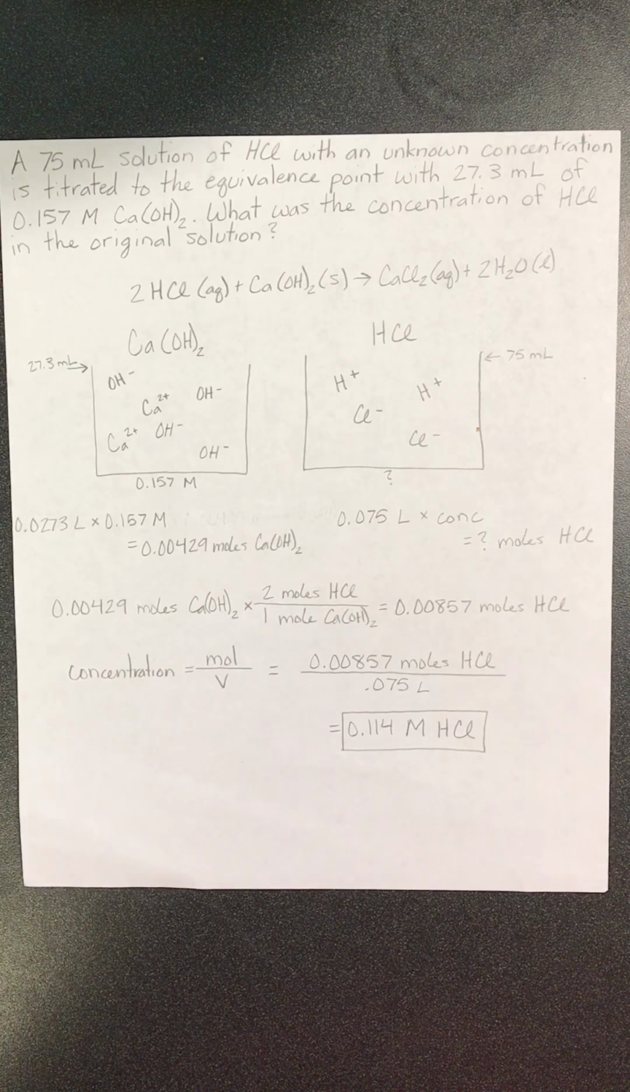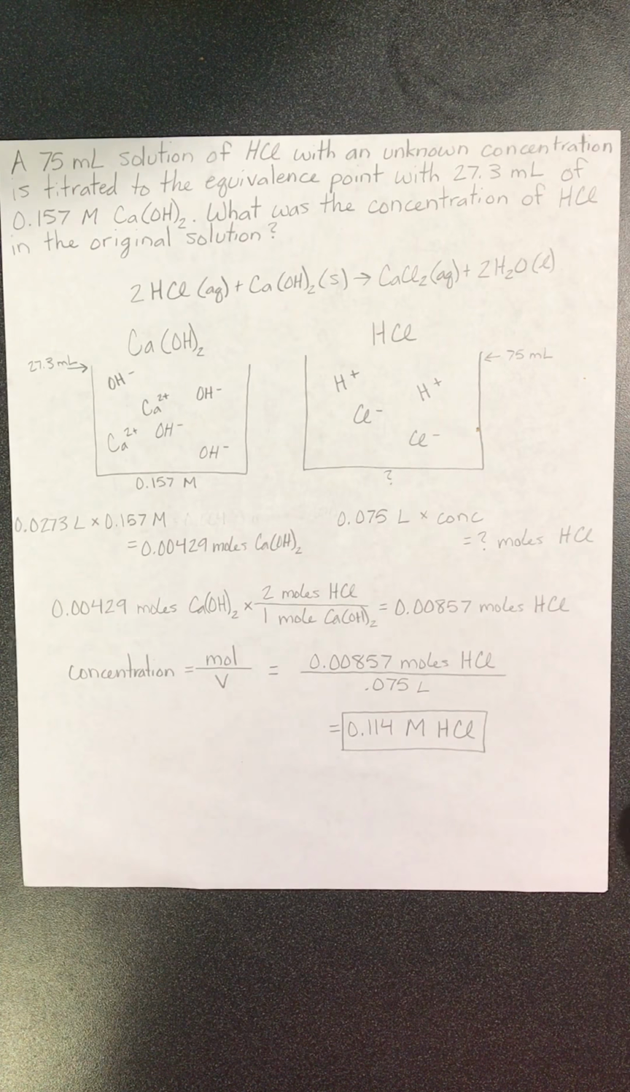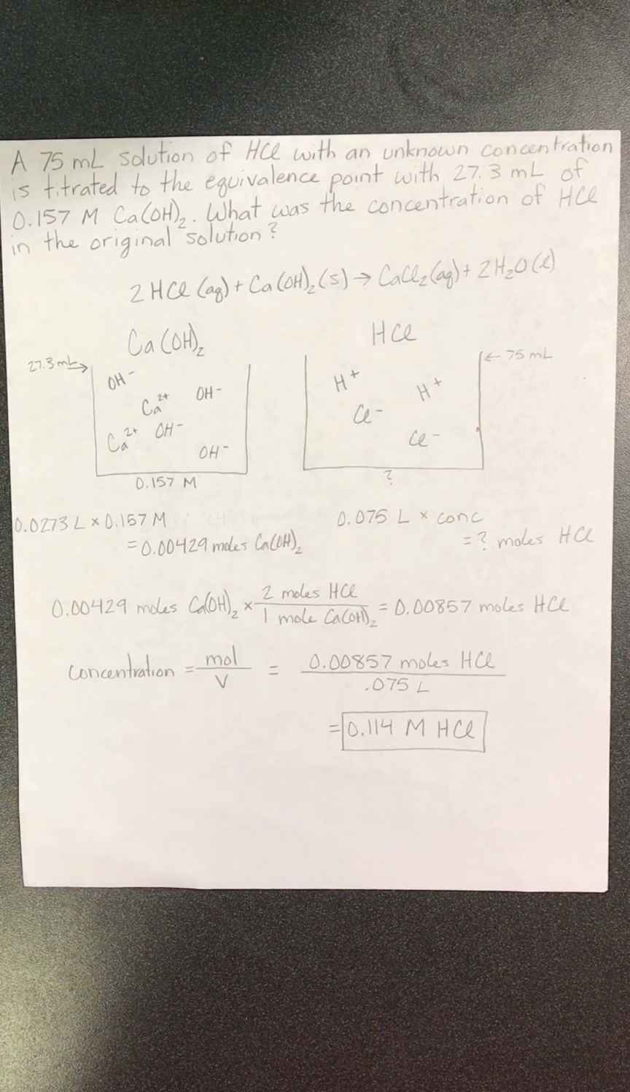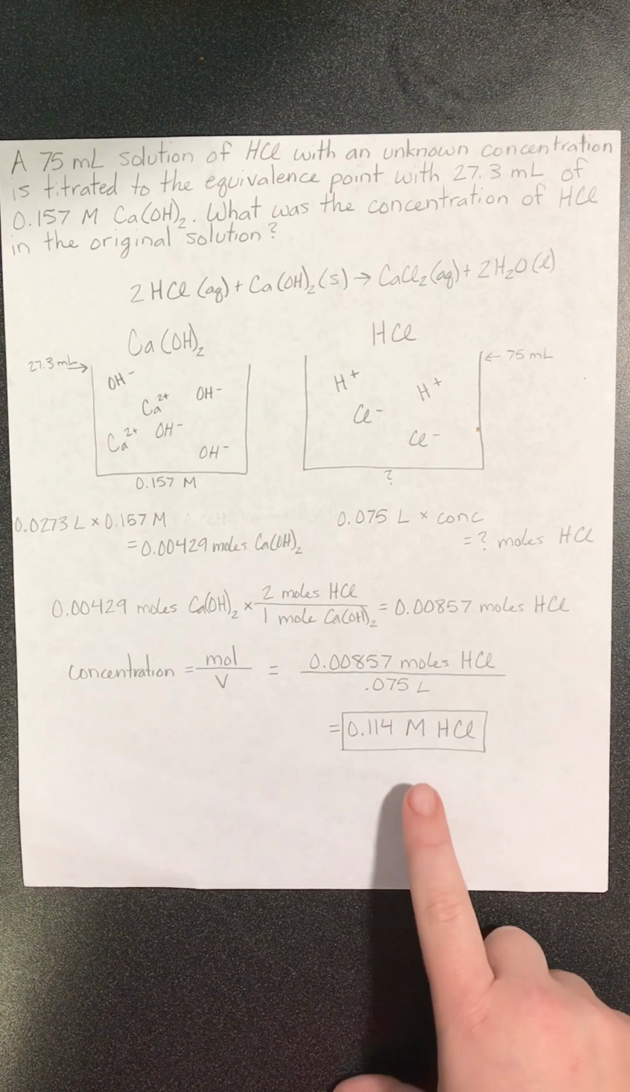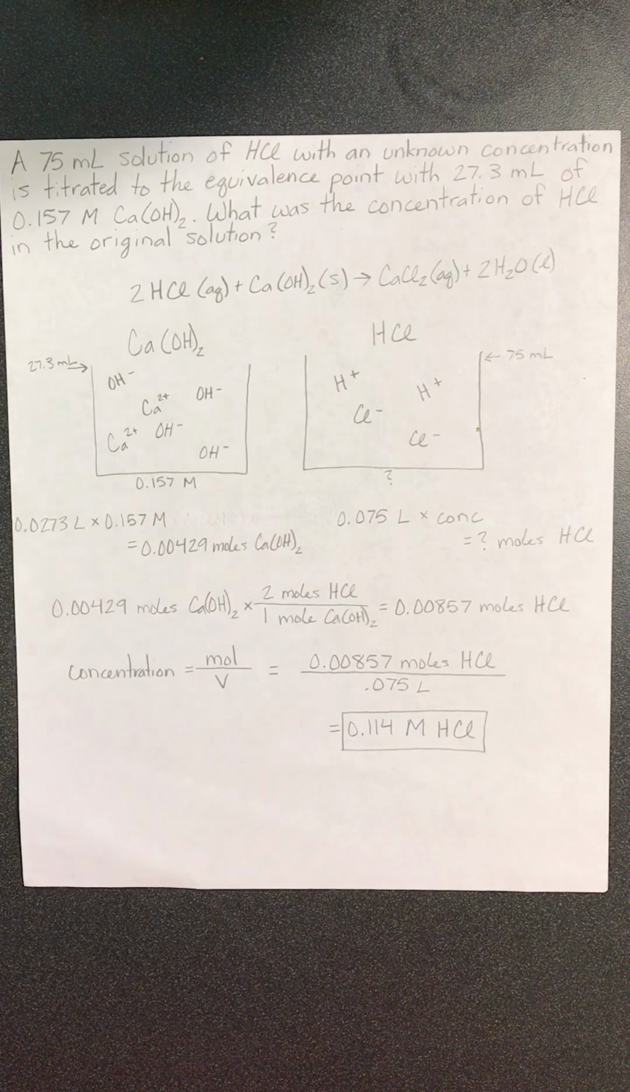We will plug in our numbers of 0.00857 moles of HCl over the volume, which is 0.075 liters. This gives us a concentration of 0.114 moles per liter of HCl.